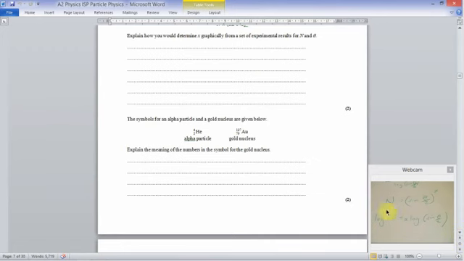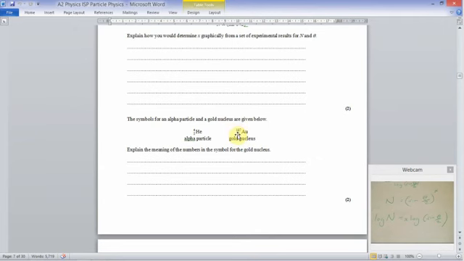Explain the meanings of the numbers in the symbol for gold nuclei. So remember they are the atomic numbers and the mass numbers. Okay, atomic number and mass number. So in other words, there's the number of protons at the bottom and neutrons and protons at the top.